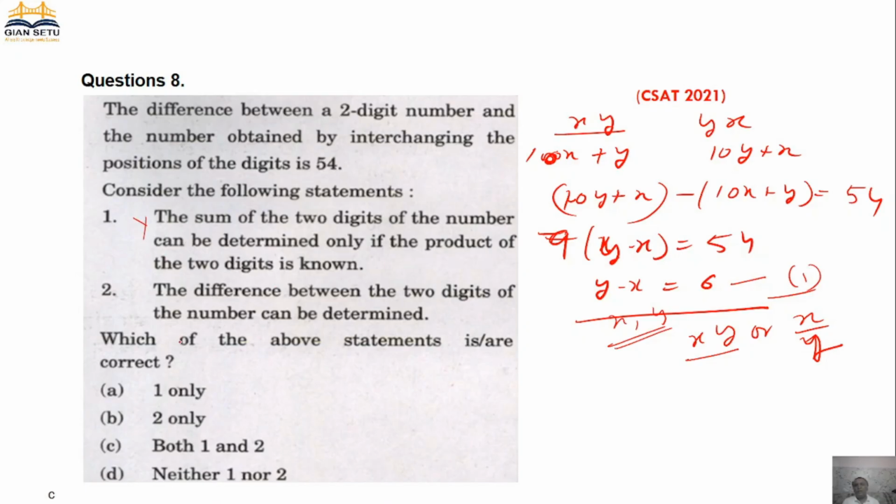Now let's see statement 2. The difference between the two digits of the number can be determined. Obviously, we have already found y minus x is equal to 6. Whether the interchanged number is greater than the first number or the first number is greater than the second number, we will always be able to find the difference. So statement 2 is always right. So here the answer will be 2 only.